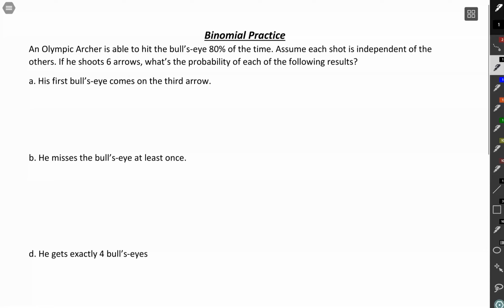Let's look at an example with the binomial model and how GeoGebra is going to help us find those probabilities. So we have an Olympic archer, and he's able to hit the bullseye 80% of the time. We're going to assume each shot is independent, so that probability isn't changing, and he's going to shoot 6 arrows, and we want to find the probability of these different events here.